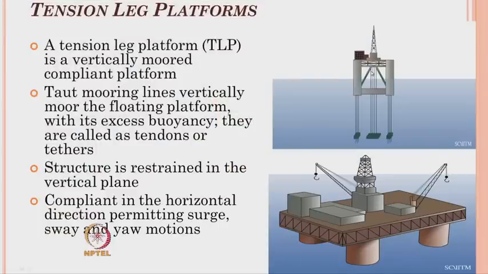The buoyancy force which is offered in the upward direction is much larger compared to the weight which is acting in the downward direction. Because of the large buoyancy force, the tendency of the platform will always be to move up. These cables will try to pull the platform down. Therefore, all these tendons will always remain in tension. That is why this platform is called a tension leg platform.